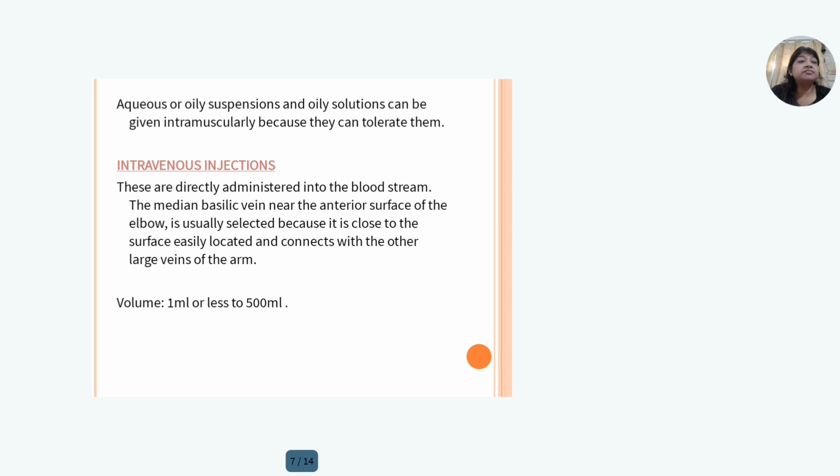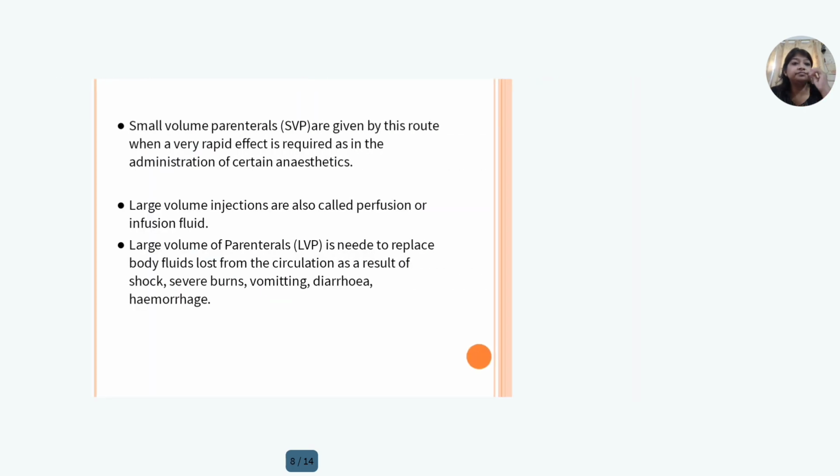Next comes a very important route, that is the intravenous route. That means the drug is administered directly into the bloodstream, and here the volume ranges from 1 ml up to 500 ml. So when the volume is small, we call it SVP, that is small volume parenterals, and when the volume is large, we call it large volume parenterals.